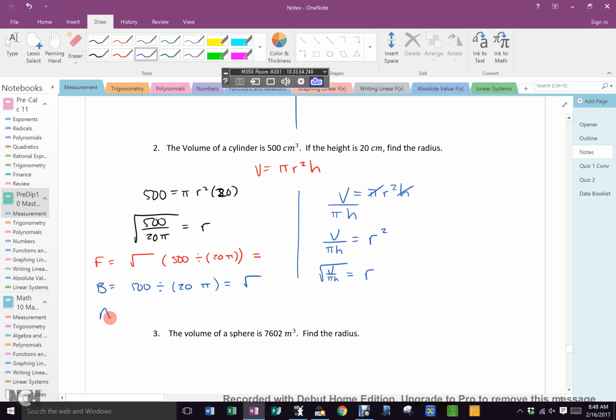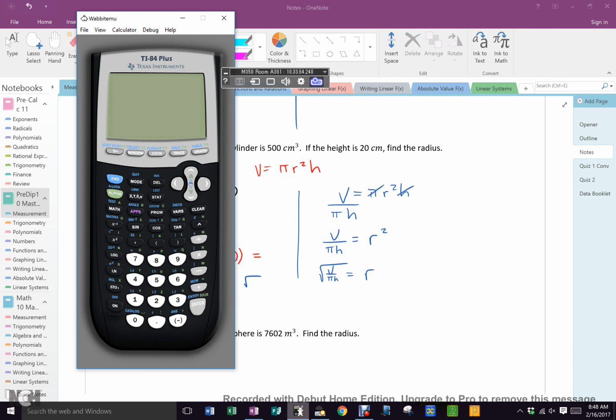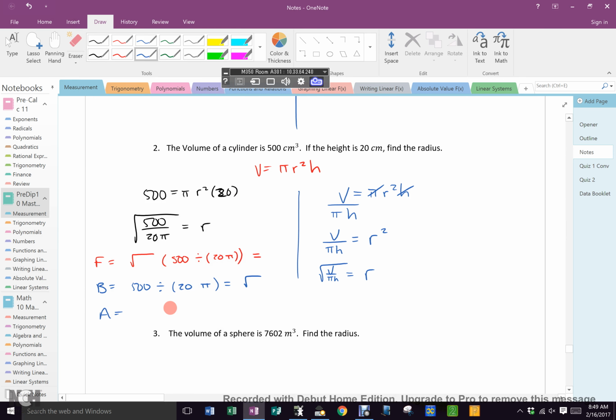And the answer, where's my calculator? Square root, bracket, oh, I've got to turn it on first. Square root, bracket, 500 divided by, bracket, 20 pi, yes? 20 pi, close brackets. So see, I've got the 20 pi bracketed. Then a second bracket, because the square root has to be of the 500 divided by 20 pi, yes? Then enter. 2.82. Yes. I did brackets around the square root symbol, and I got the same answer.